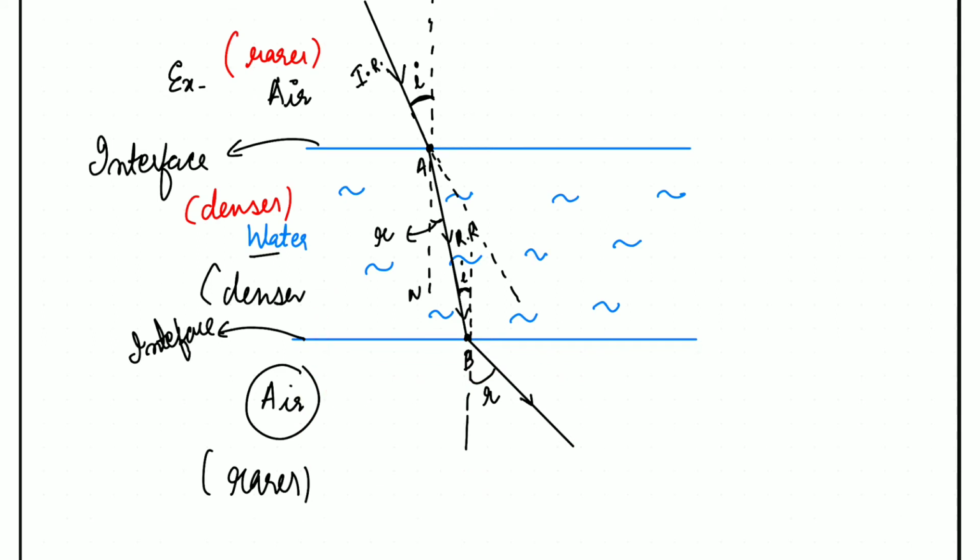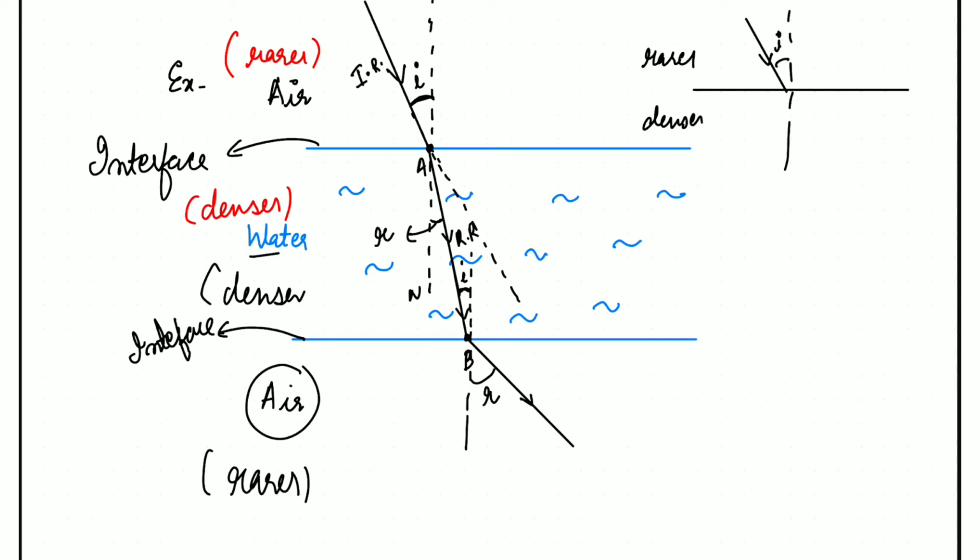I hope the concept is clear to you, right? So again, very quickly, let me make you understand. Let's say you have this interface. Here you have a rarer medium and here you have a denser medium. Let's say a light ray is coming from rarer to denser. So this is your angle of incidence.